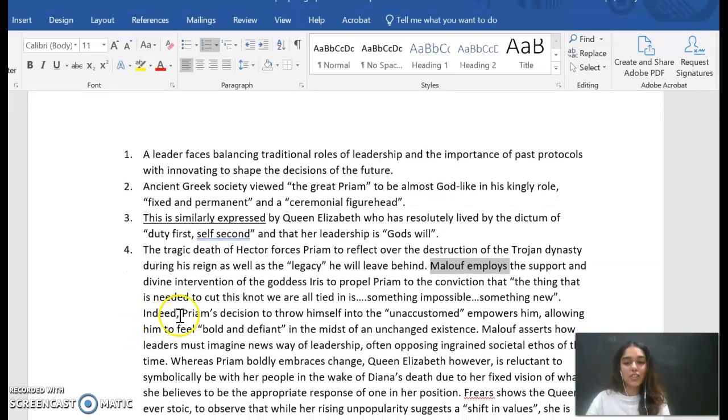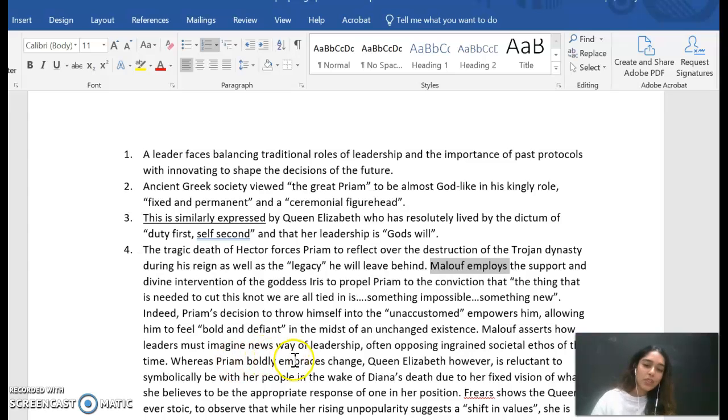Indeed, Priam's decision to throw himself into the unaccustomed empowers him, allowing him to feel bold and defiant in the midst of an unchanged existence. Malouf asserts how leaders must imagine new ways of leadership, often opposing the ingrained social ethos of the time. So this bit is talking about how Priam, as a leader, embraces change and embraces the unaccustomed.